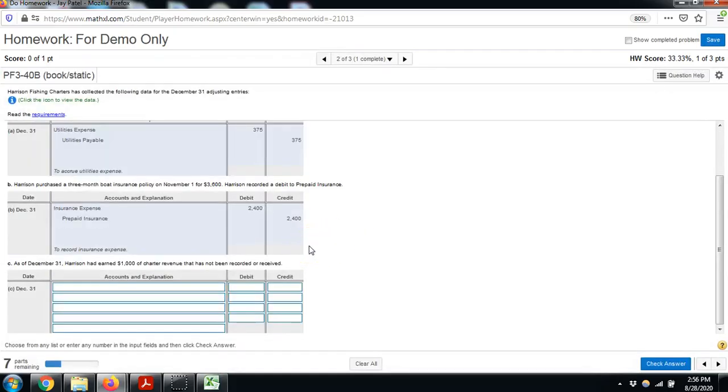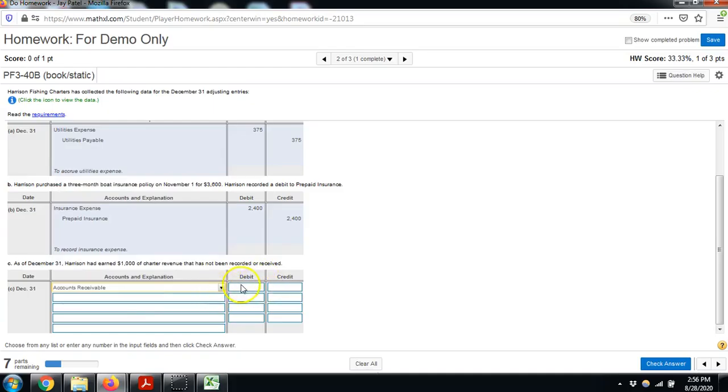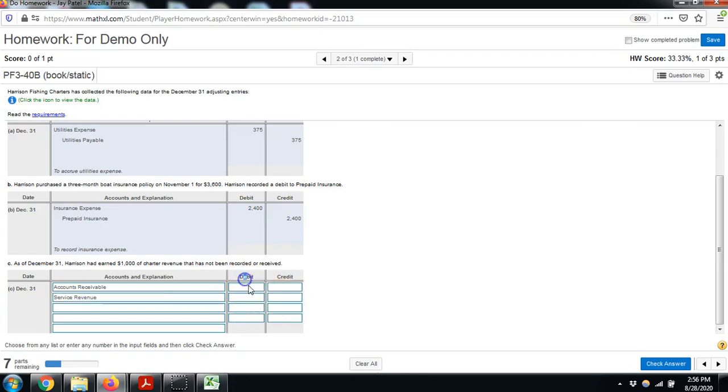As of December 31st, Harrison has earned $1,000 of charter revenue that has not been recorded or received. So basically, we have this company performing and earning $1,000, but it's not actually received the cash. So that should clue you into an account receivable being created, and also a revenue here we see is being earned. So account receivable is an asset, as we know, so it's going to be our debit account, and then revenue is our credit account, and it's $1,000.